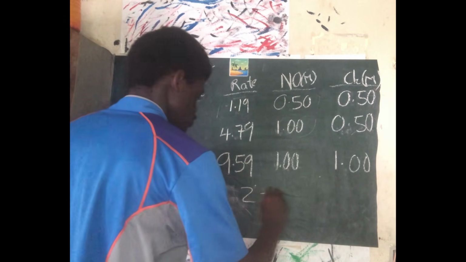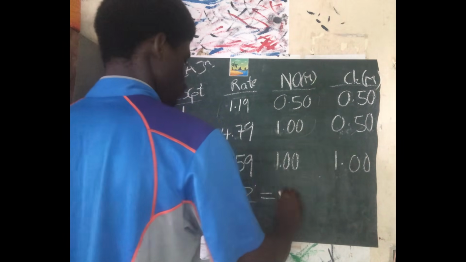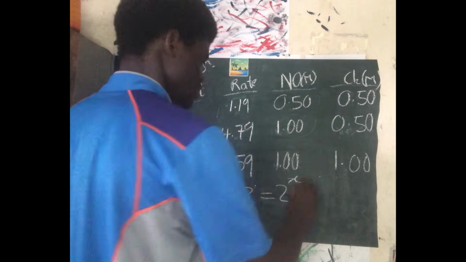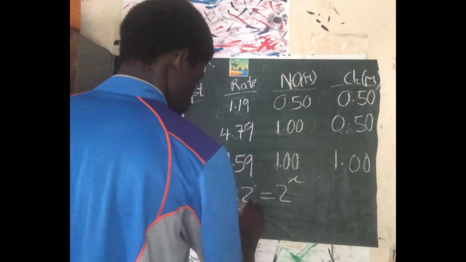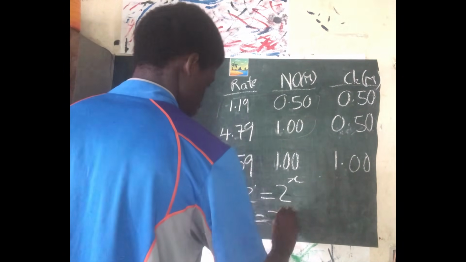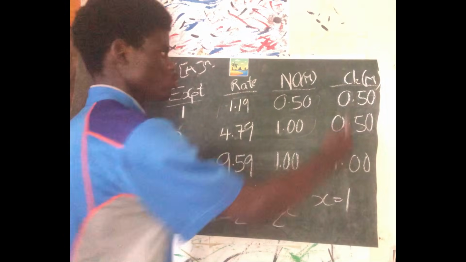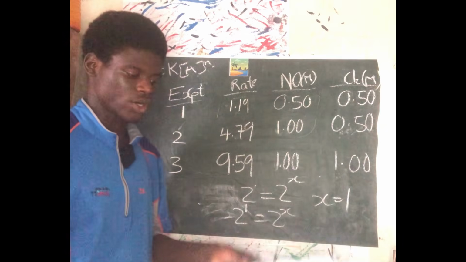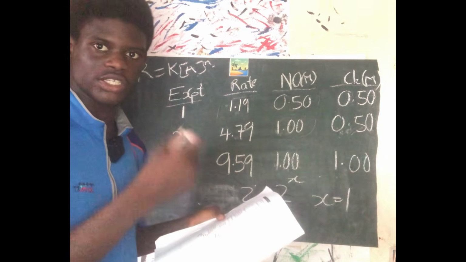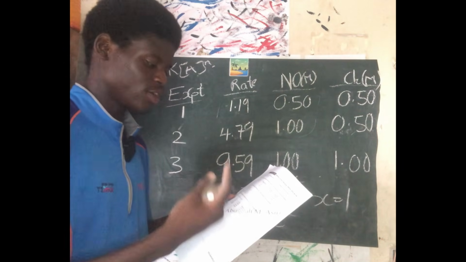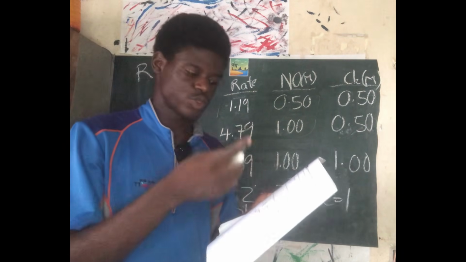So 2 is equal to, then 1 divided by 0.5 is also 2, raised to power x, because we want to look for the order. From here we know that 2 raised to power 1 is equal to 2 raised to power x. So x is equal to 1. The order of reaction for Cl2 is 1. So the order of reaction for NO is 2, that's NO raised to power 2, and for Cl2 it is 1. So the answer is option D, because NO must be raised to power 2 and Cl2 must be raised to power 1.